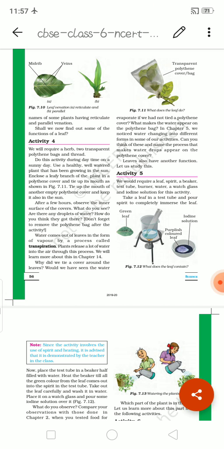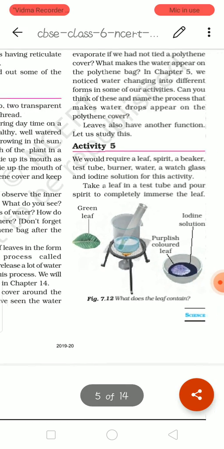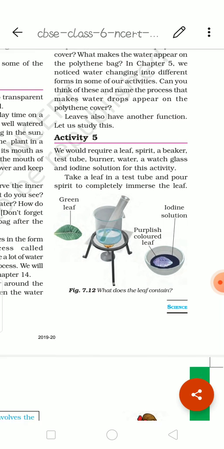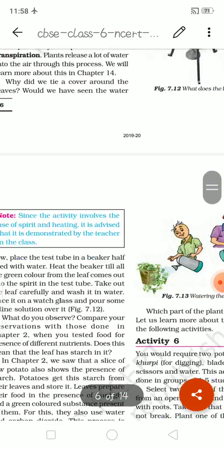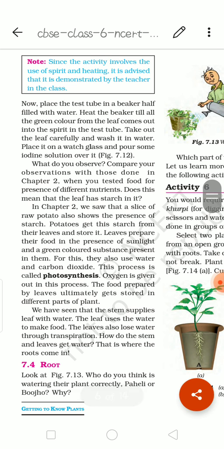Today we'll learn about the photosynthesis process. For that there is one activity. Now it is after the reopening of the school, so I'll show you how to do it. Now we'll see the content, the main topic of that alone. Okay? Yes. Let us see.